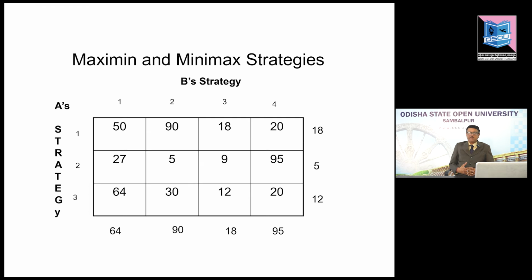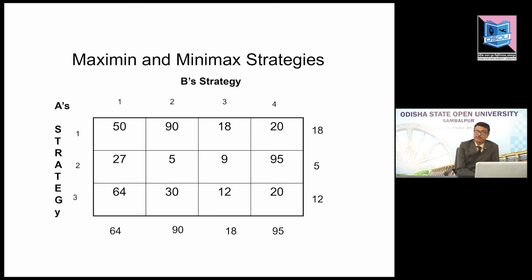Now, maximin and minimax strategy. Suppose there are 4 strategies of player B and 3 strategies available to player A, and the payoff matrix is as shown in the table. You should take the minimum value of each row. In the first row, that is the strategy 1 of player A, we have 50, 90, 18 and 20, so the minimum in the row is 18.